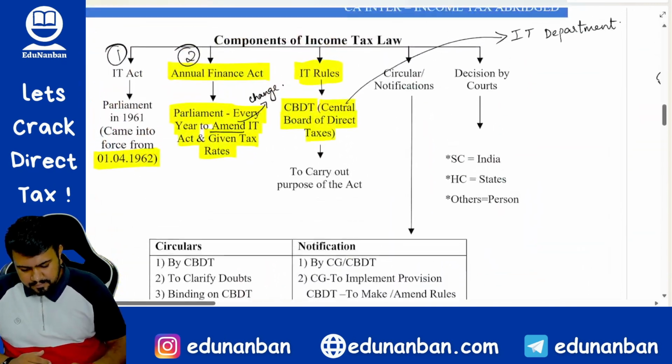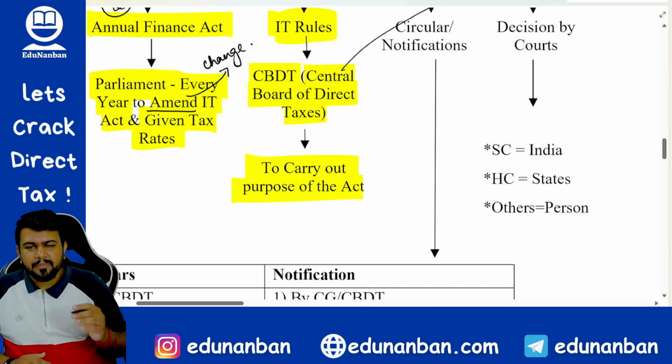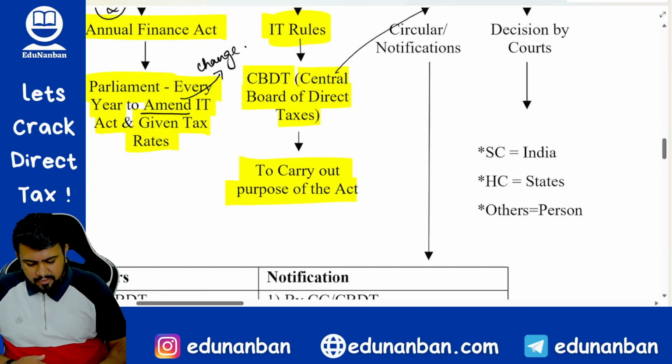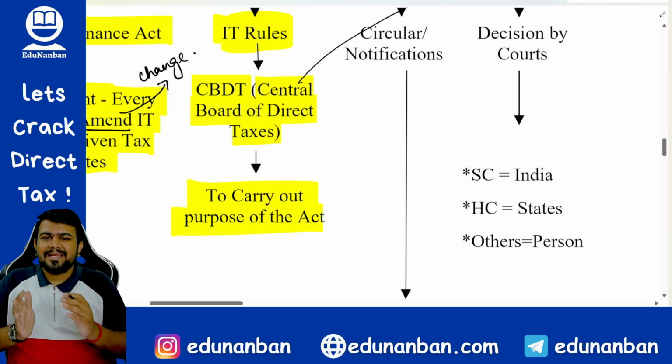Okay. What is the purpose of the rule? To carry out the purpose of the Act. So what is the use of the rule? To carry out the purpose of the Act. So, to facilitate the Income Tax Act.